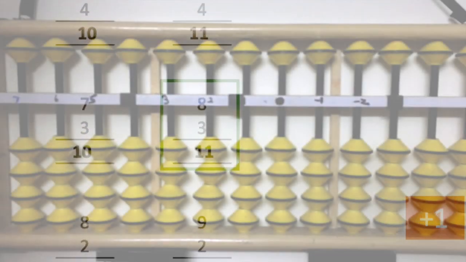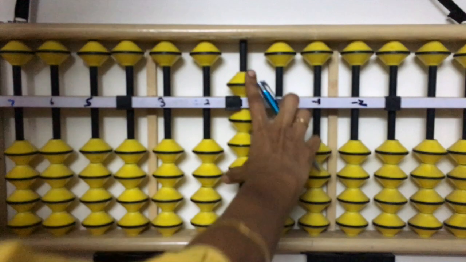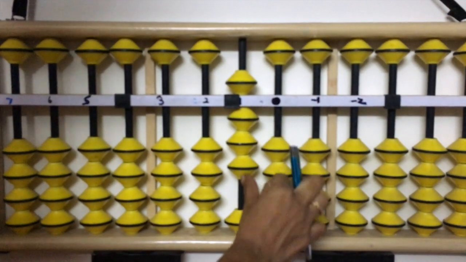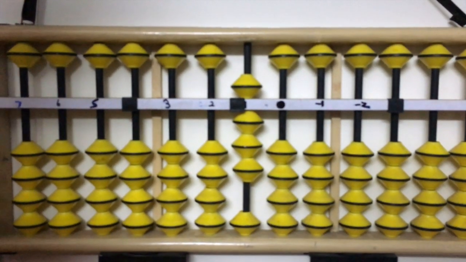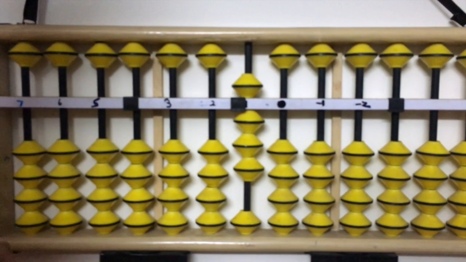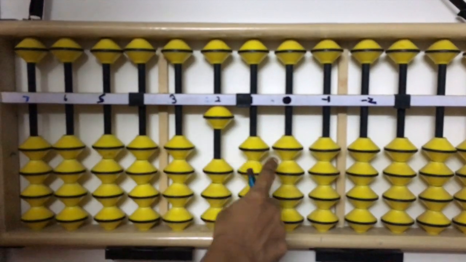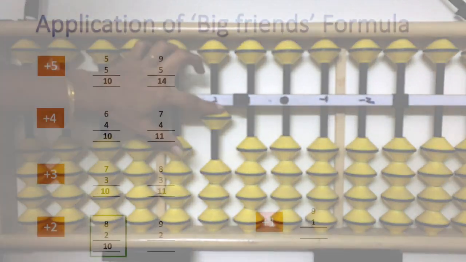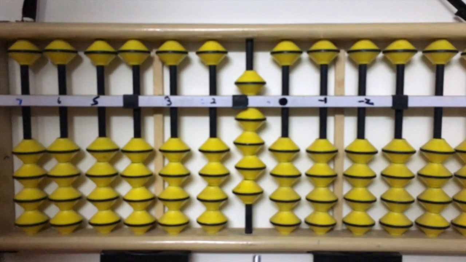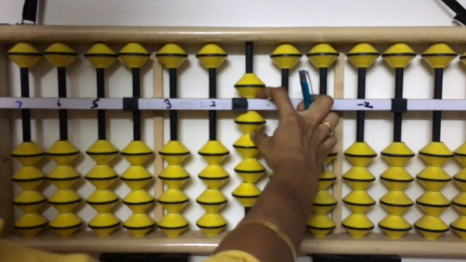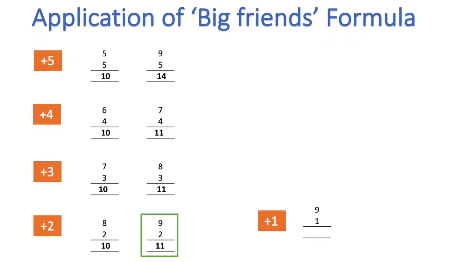Now we are going to see the big friend of 2. 8 plus 2. This is 8. To add 2 directly is not possible. Using small friend plus 5 minus 3 also not possible. Now we should apply the formula of big friend. Minus 8 plus 10. So the value is 10. Now 9 plus 2. 9. To add 2, big friend of 2 is 8. Minus 8 plus 10. The value is 11.